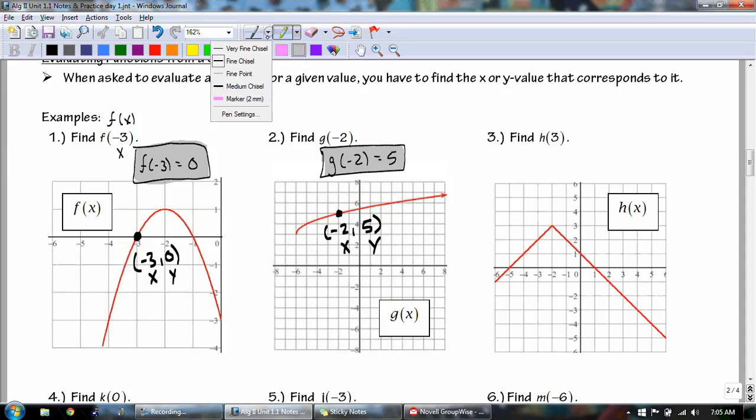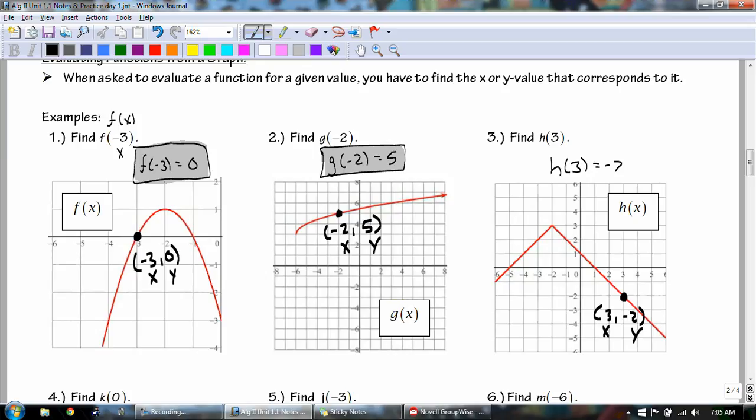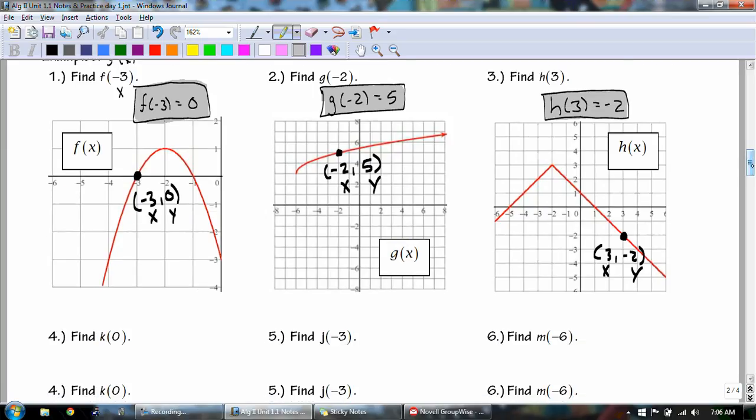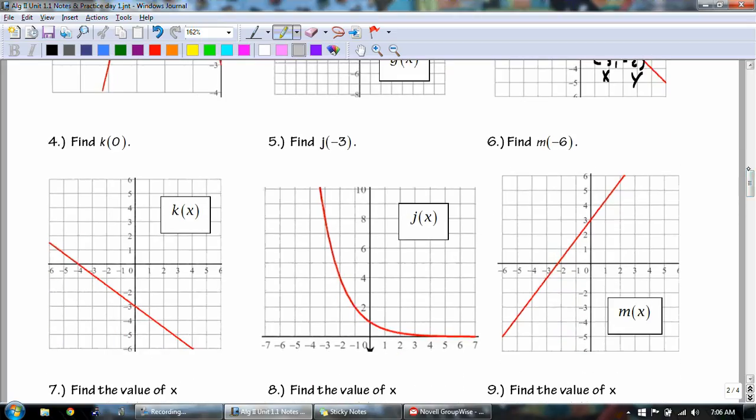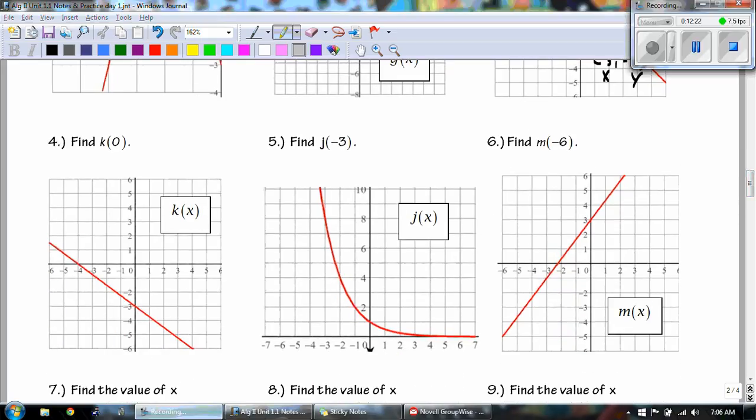All right, number 3. So when x is 3, here's 3, what does y equal? There's my point, and that's the point 3, negative 2. There's my x, there's my y. So when I write this, we would say that h of 3 equals negative 2. What do you think? Think you got it? Why don't you try 4, 5, and 6 on your own? Go ahead and pause the video, and good luck.